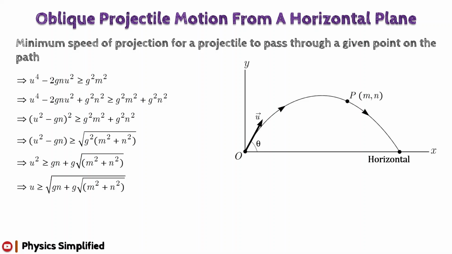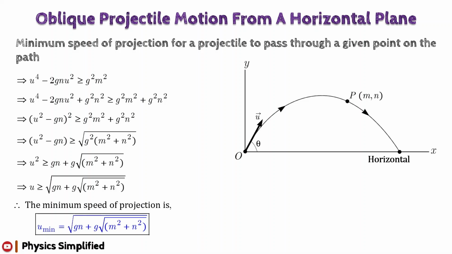Since we are concerned with the minimum speed of the projection, hence, the minimum value of u from this equation is given by u suffix min is equal to under square root gn plus g times square root of m squared plus n squared. So, if the projectile is projected from point O, with this minimum speed, it will definitely pass through the given point P, situated on its trajectory.